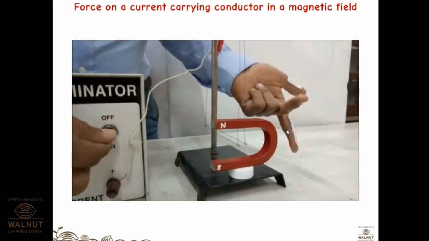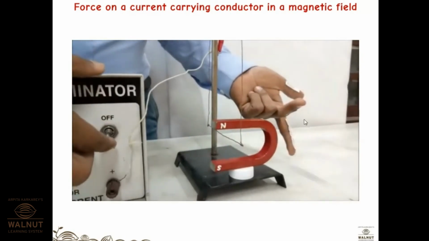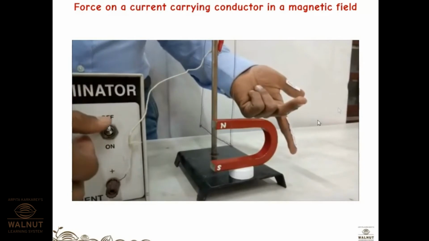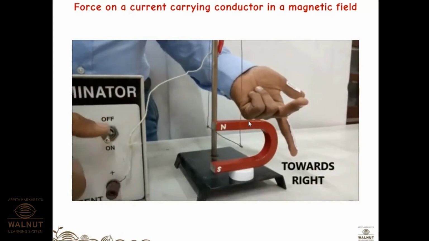Let's turn it off and on again. So we can see that by Fleming's left hand rule, we can find out the direction of force. The left hand rule helps in understanding the direction of force.